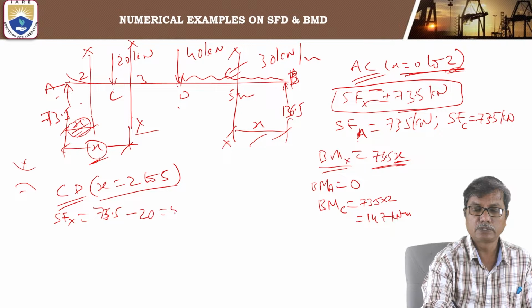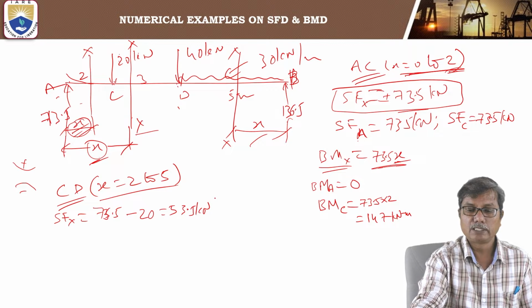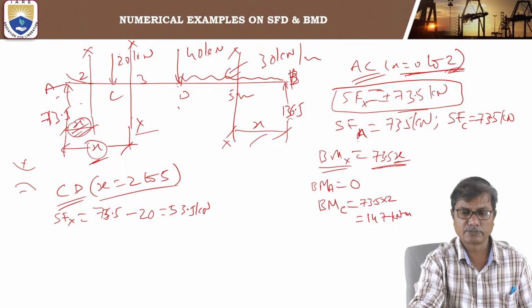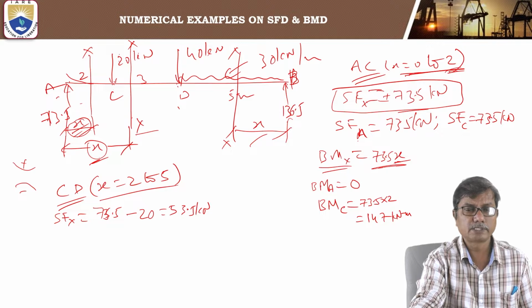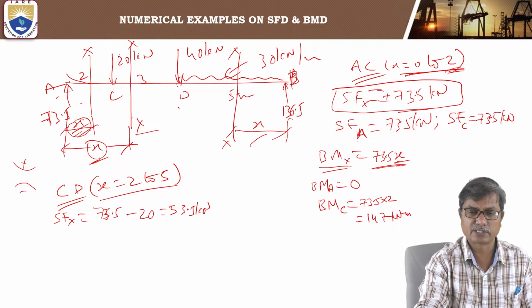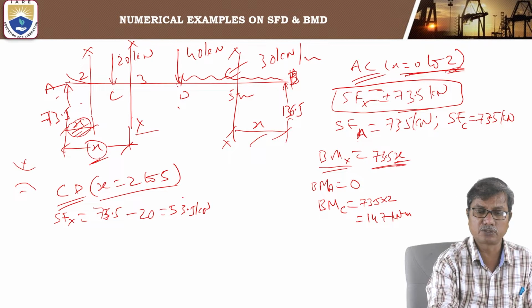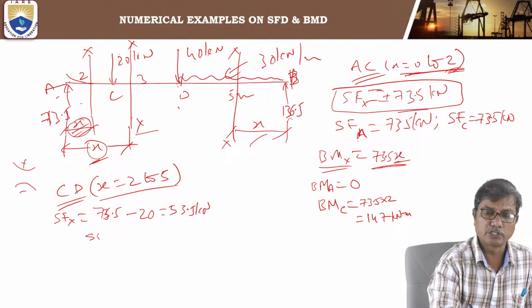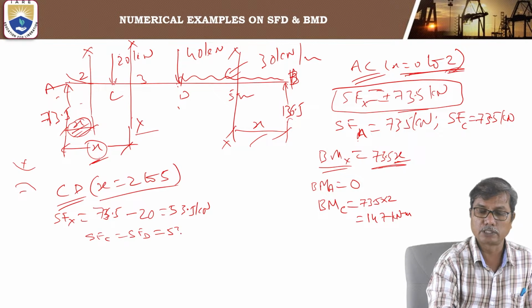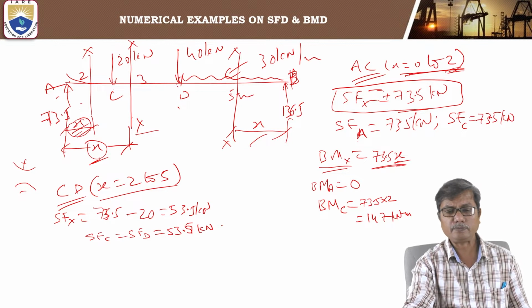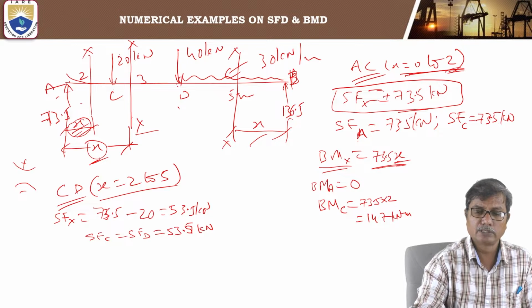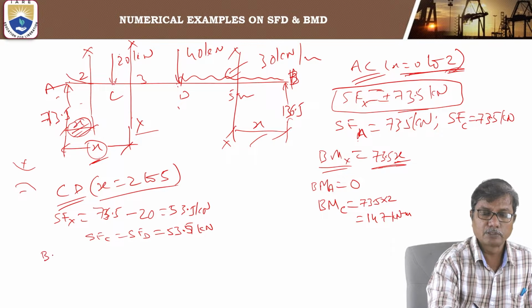So 53.5 kilonewtons. And it is also independent of x. If you observe, shear force between CD is also independent of x. It means it remains constant from one end to the other end, from C to D. Therefore, shear force at C equal to shear force at D equal to 53.5 kilonewton. Okay. It is clear.